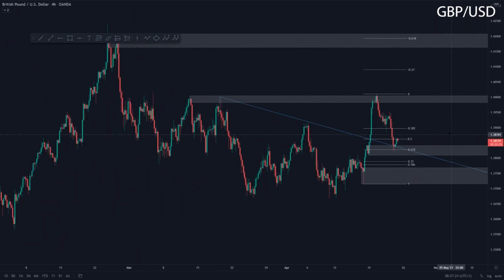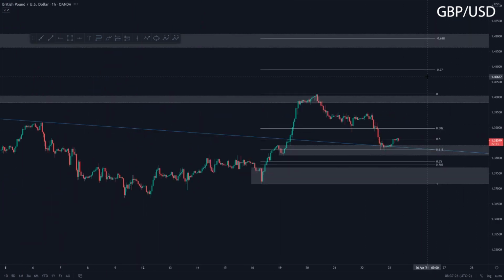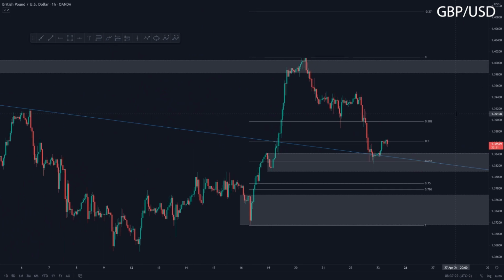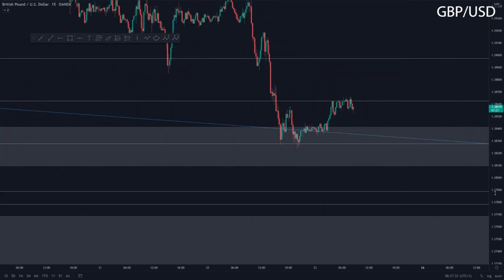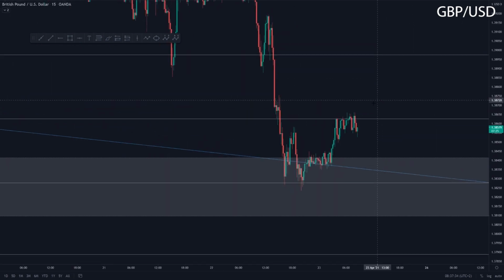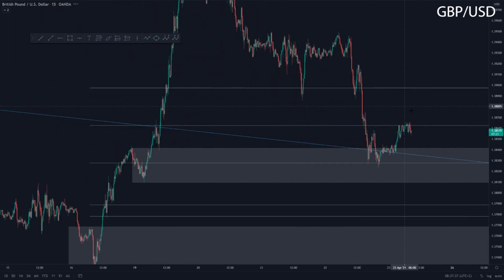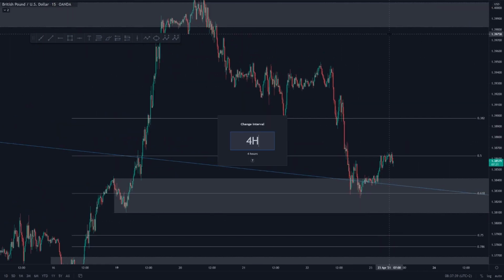So currently just going to monitor that. What I want to see is potentially a 1 hour or 15-minute entry, which I'm going to be waiting for. So yeah, currently just choppy Friday. We need to see some more clean price action.